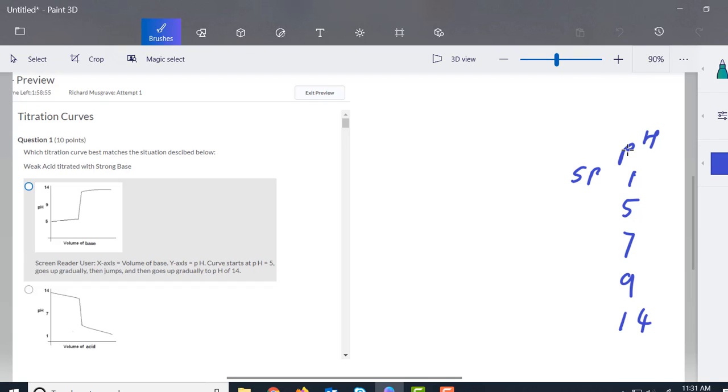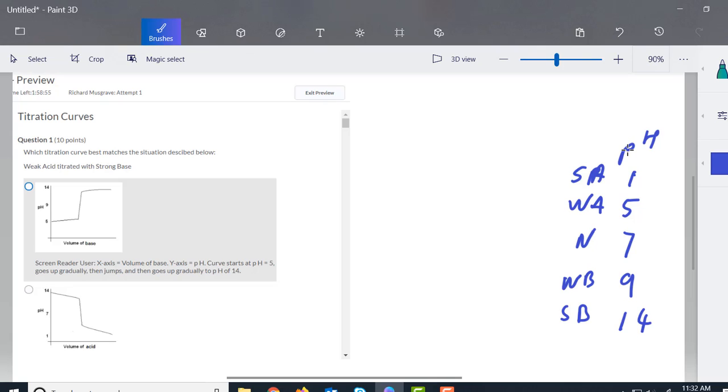So this would be a strong acid. This will be a weak acid. This will be neutral. This will be a weak base. And this will be a strong base. So what you're told in the problem is what you're dealing with, and in this case it's a weak acid being titrated with a strong base.